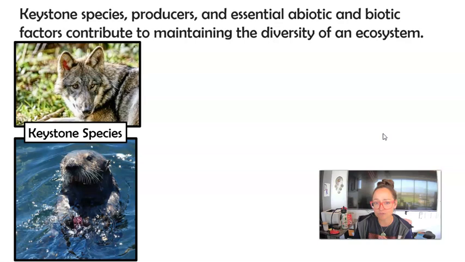Now, sea otters are a keystone species. Their presence keeps the whole aquatic ecosystem in balance. For example, sea otters eat sea urchins, and sea urchins clear, if they eat the bottom of the seaweed and kelp. So if you keep the urchin population in check, then the kelp forests are nice and healthy. And the kelp forest is a habitat for lots of different species.